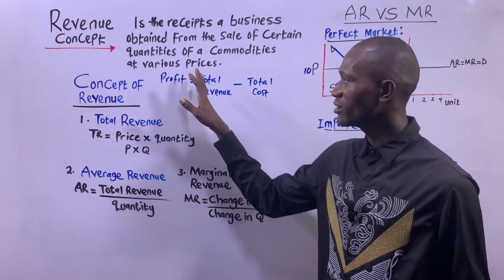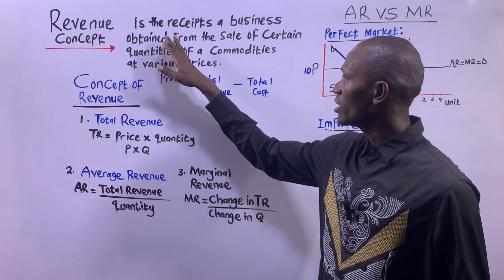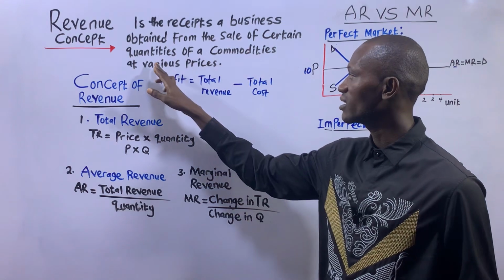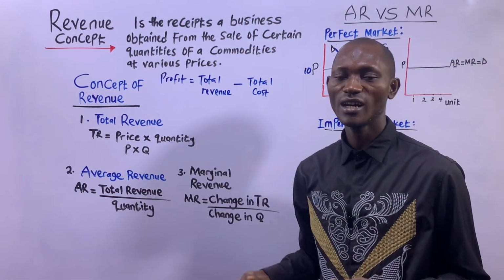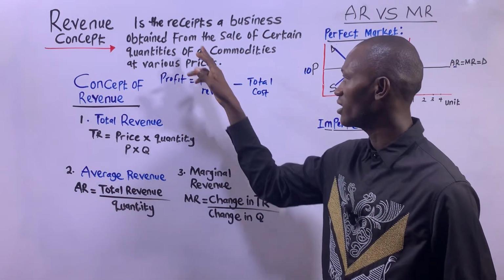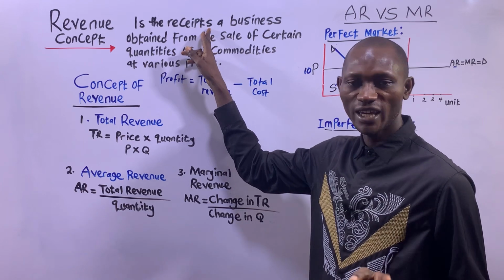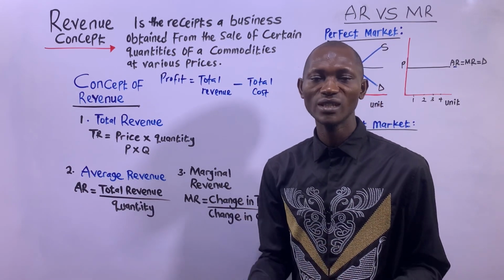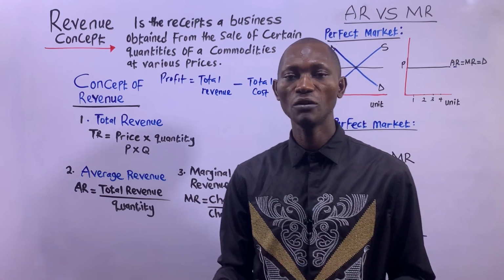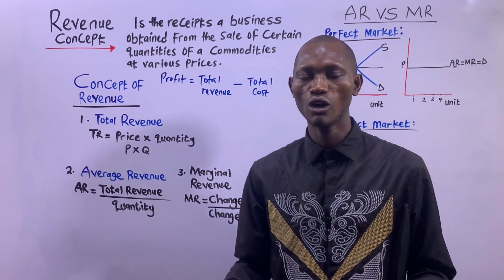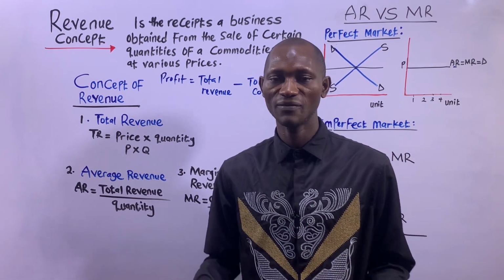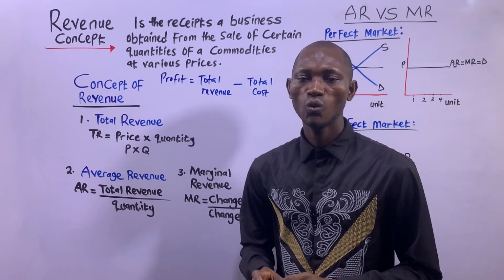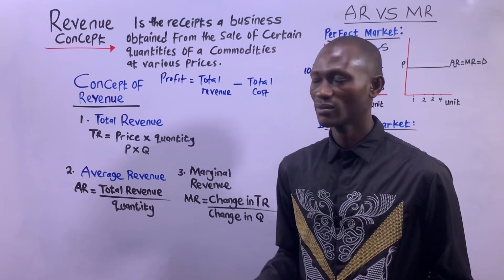So we have on the board here, revenue is the receipt a business obtains from the sale of certain quantities of a commodity at various prices. You can see here, this receipt has S. So when receipt has S, it means the amount that comes to a business for making sales or from merchandising, from buying and selling and all that. So that's basically what revenue means.